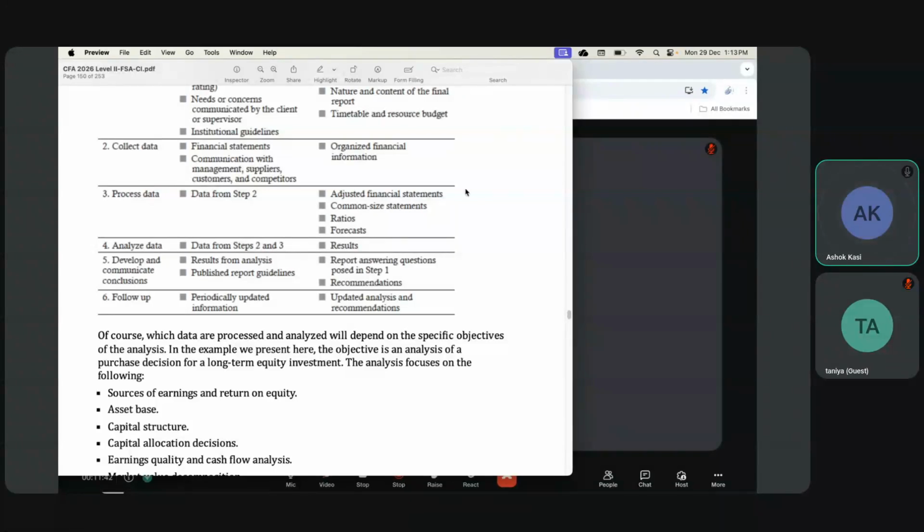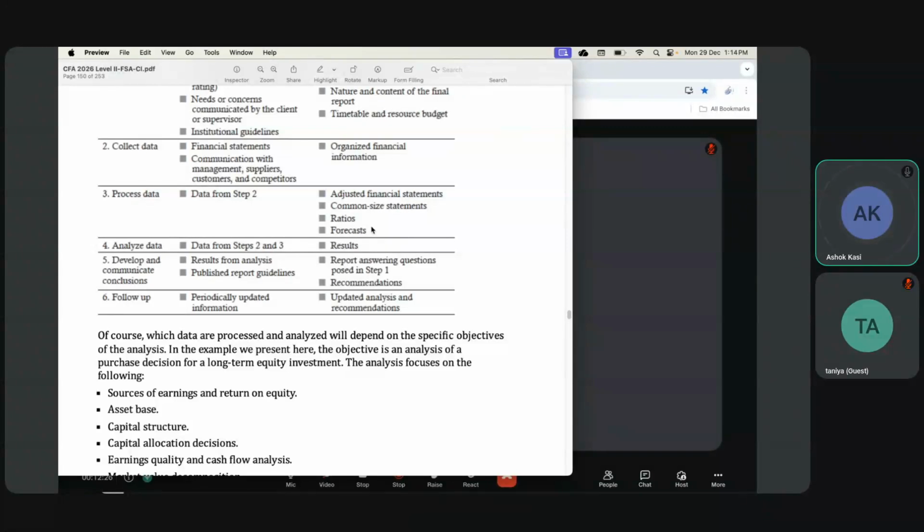The company is giving you all the formats, for example the income statement. They will give you income statements, then balance sheet, and cash flow statements. Beyond that, you have to scrutinize, analyze, and go into the depth of all those. So you will have to adjust various things over there. So that is adjusted financial statements, common size statements, then ratios and forecast.